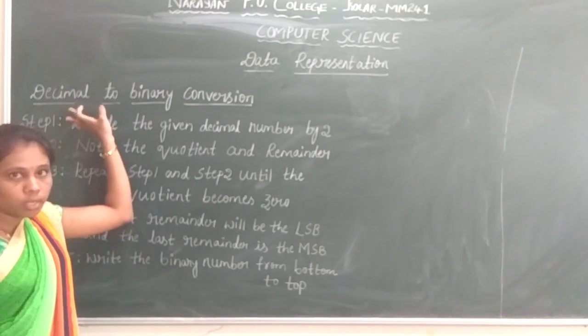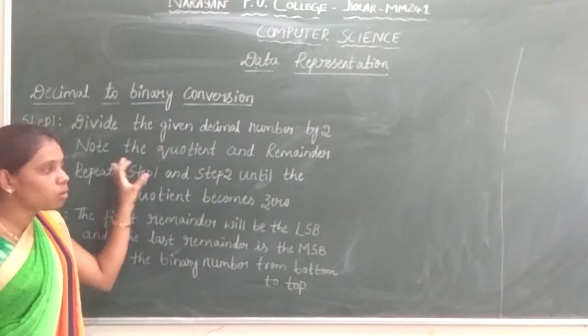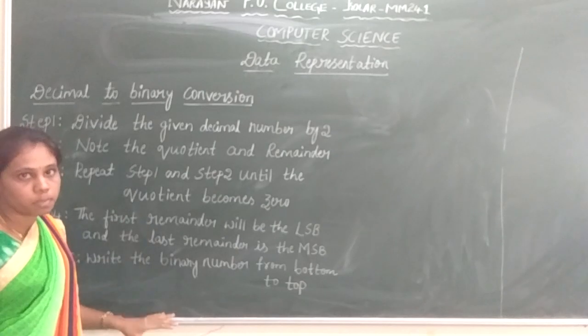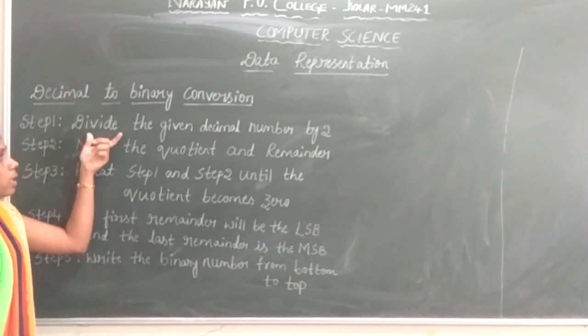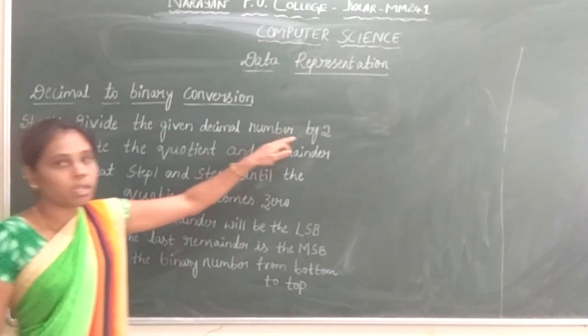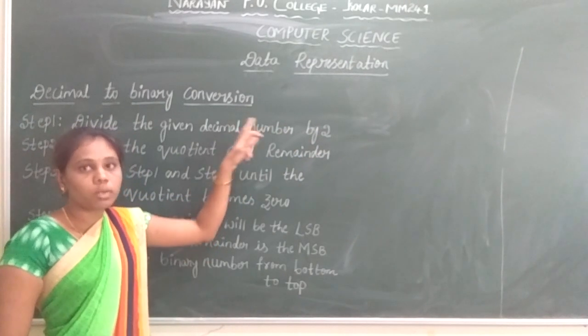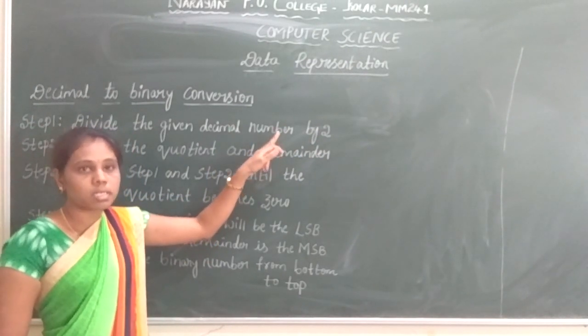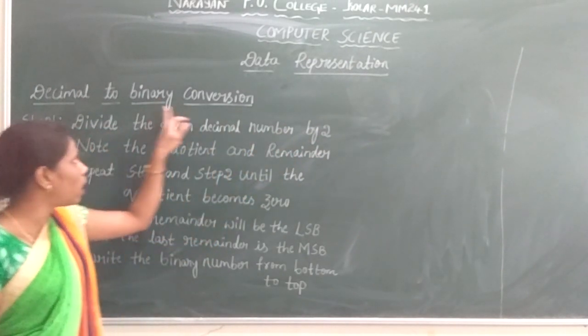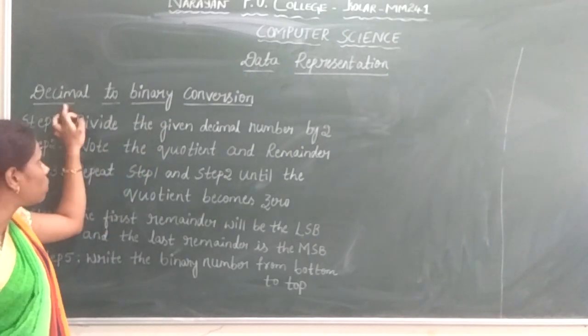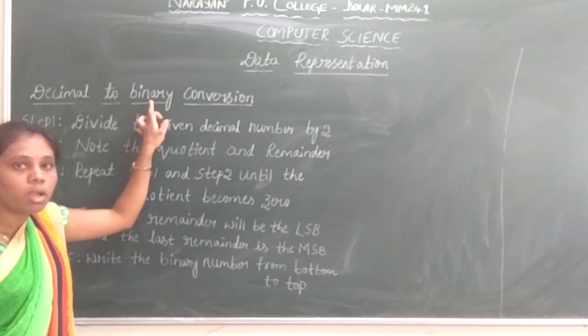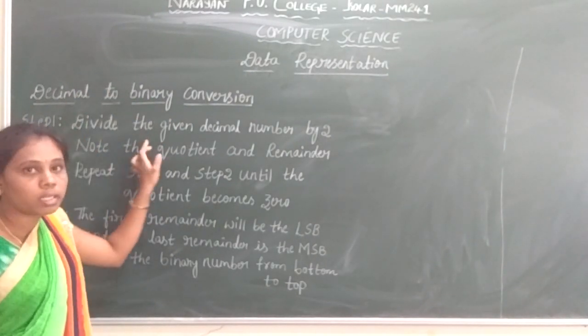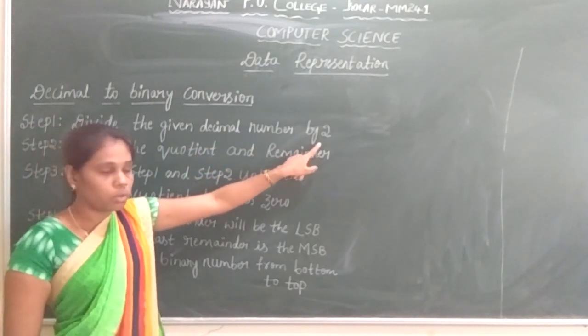So when we are converting from decimal to binary, we need to follow these steps. The first step is divide the given decimal number by 2. I told we need to divide any decimal number by its destination value. Destination value here is binary. Why? Because we are converting from decimal to binary. Hence we need to divide the given decimal number by 2.